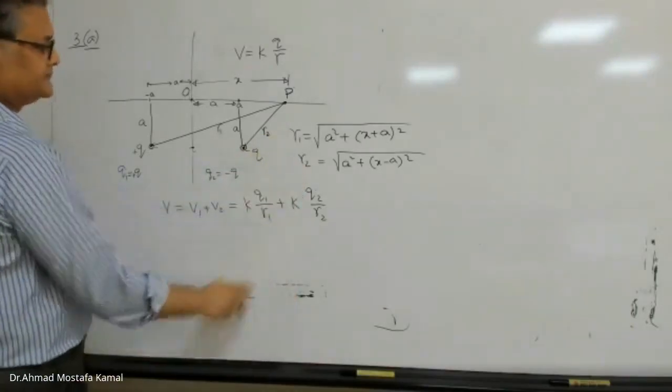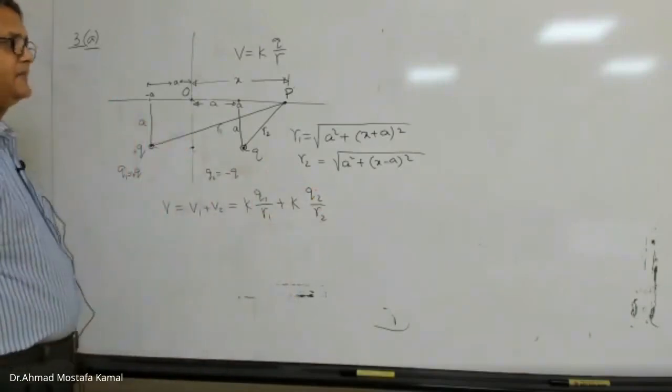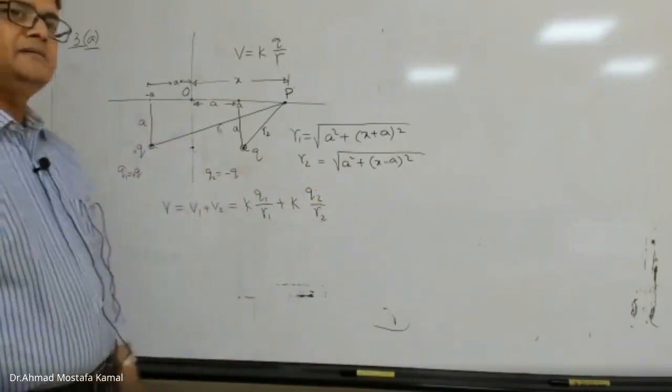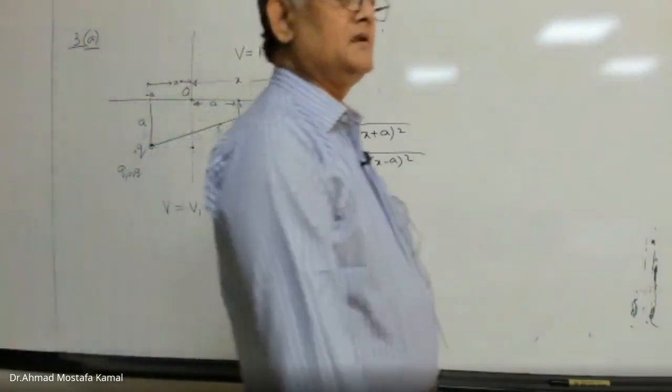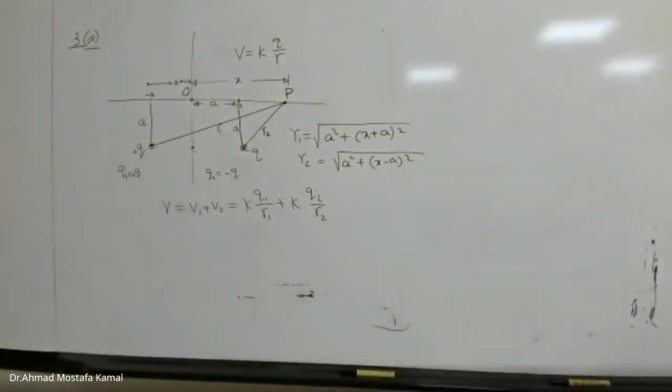So this is r1, this is r2. Put the value, q1 equal to plus q, q2 equal to minus q. Put the minus sign here, then if you calculate, the answer will come out. Okay, so this is done. Number 2 done.